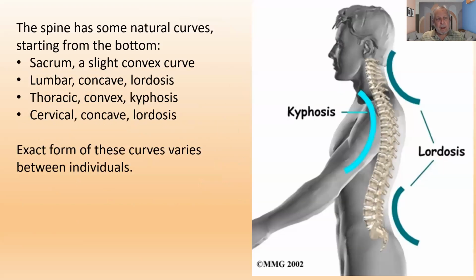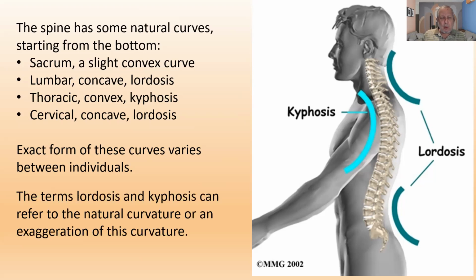The spine has some natural curves starting from the bottom. There's the sacrum with a slightly convex curve, the lumbar, which is concave and called lordosis, the thoracic, which is convex, looking from the back, and called kyphosis, and then the cervical, which is concave, also called lordosis. So you have the 2 lordoses and 1 kyphosis in there. Exact forms of these curves vary between individuals. Some have a lot more than others. The terms lordosis and kyphosis can also refer to the natural curvature or an exaggeration of this curvature as well.